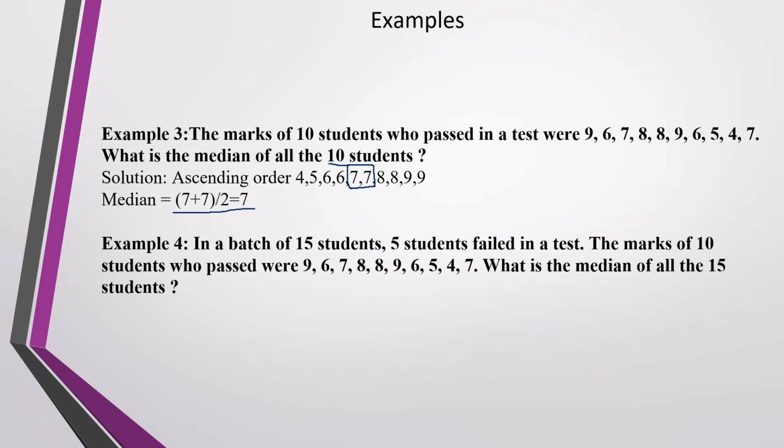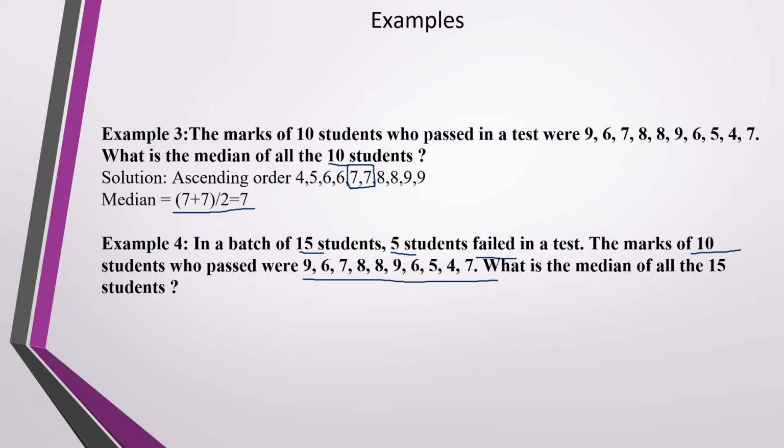Now let us see this example. In a batch of 15 students, 5 students failed the test and 10 students passed, where they scored so many marks. What is the median of all 15 students?